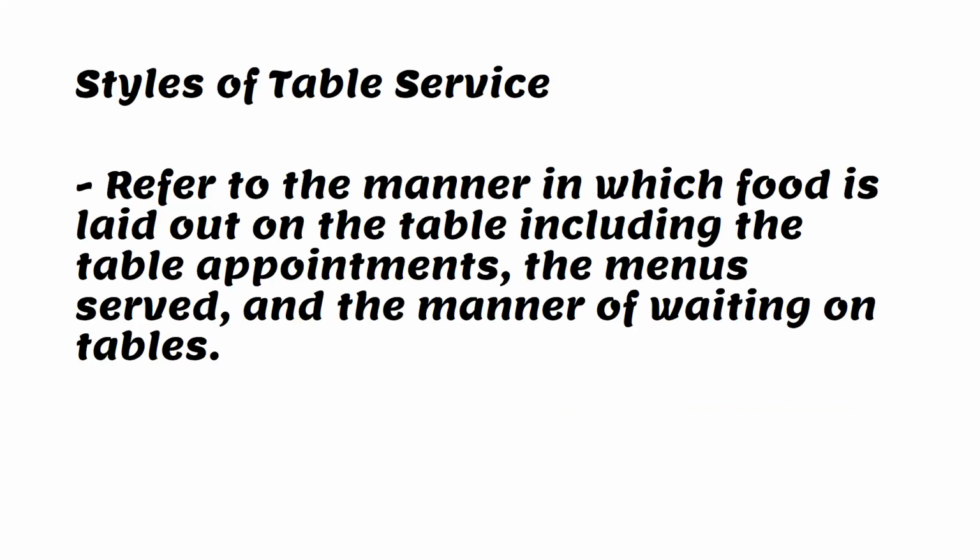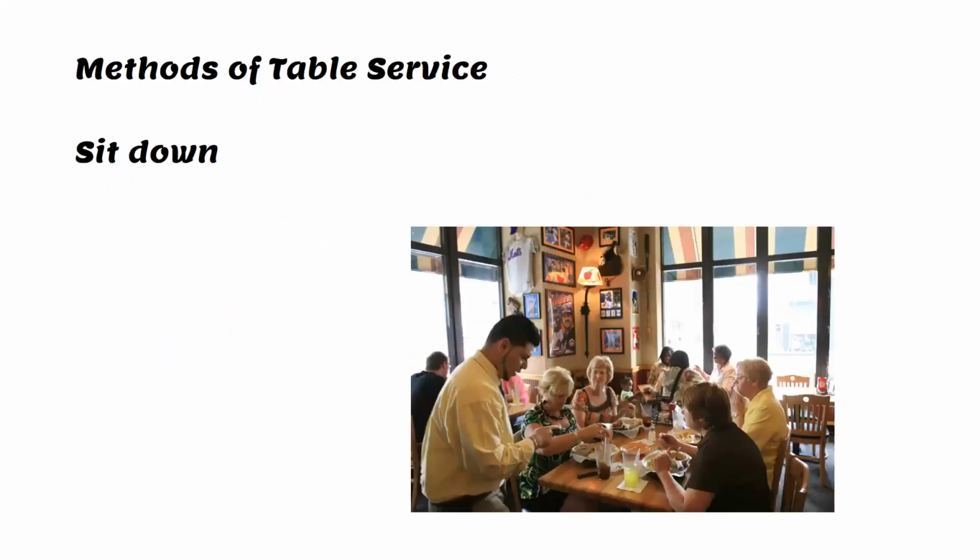Okay, so styles of table service. These refer to the manner in which food is laid out on the table, including the table appointments, the menus served, and the manner of waiting on tables. So when we say styles of table service, it refers to the manner where the food and the table appointments are being laid out on the table and also the menu is being served. So there are methods of table service.